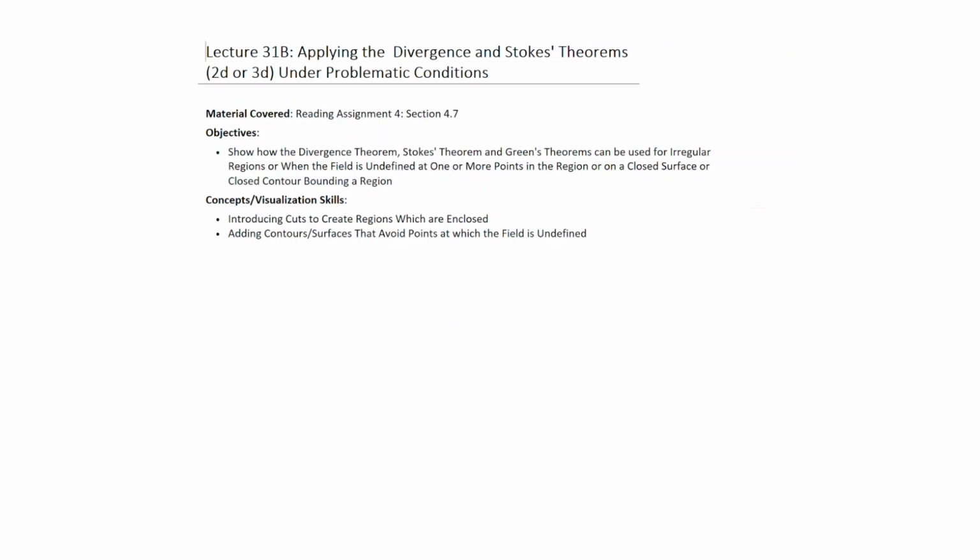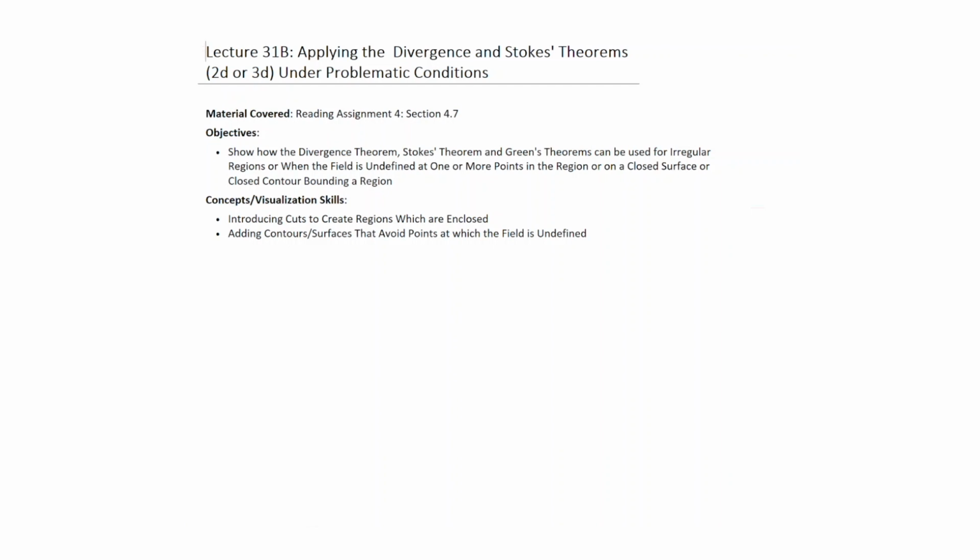the divergence theorem, Stokes theorem, and Green's theorems, which are essentially the 2D analogs of the divergence and Stokes theorem, can be used for irregular regions or when the field is undefined at one or more points in the region or on a closed surface or closed contour bounding a region.